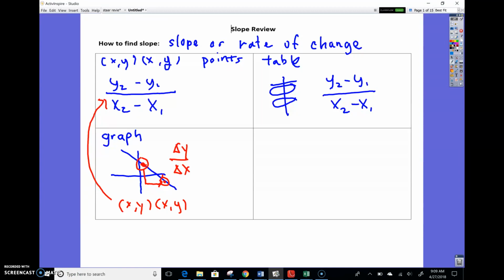The last way that they do it is an equation. In an equation, you have to change it to y equals mx plus b, or I'm going to show you how to do it in the calculator later. And remember, the slope is the number next to the x when it's in y equals mx plus b form.